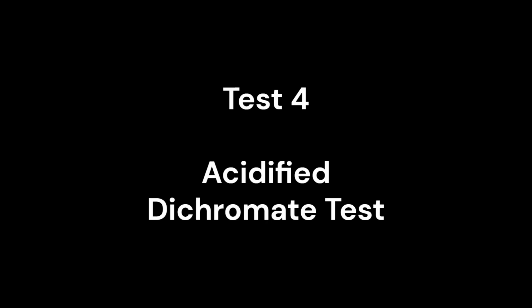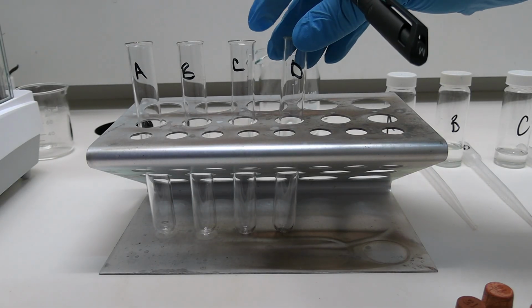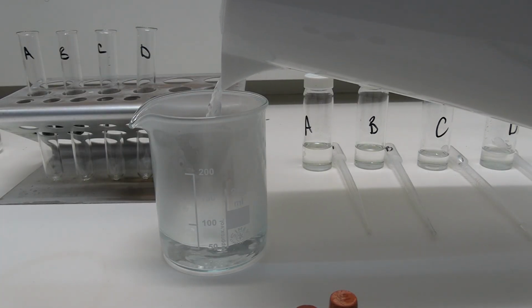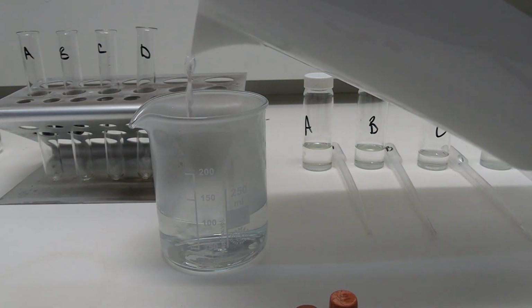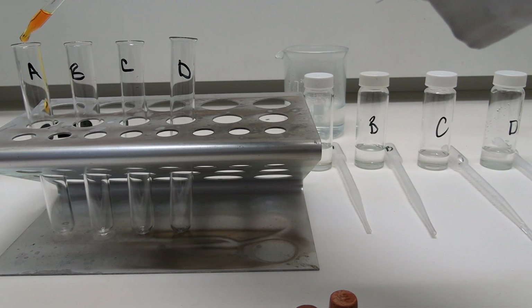Test 4. The acidified dichromate test. Collect 4 new test tubes. Label these A to D and prepare a hot water bath by half filling a 250 ml beaker with water from a kettle. Add approximately 10 drops of acidified potassium dichromate to each test tube.